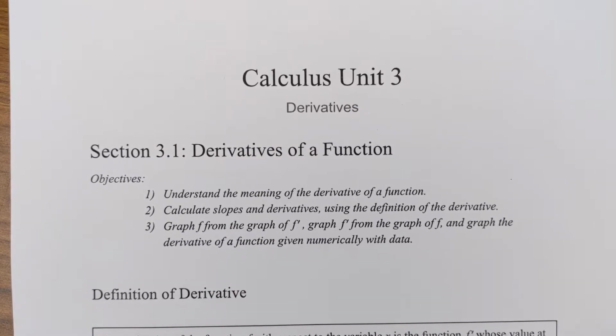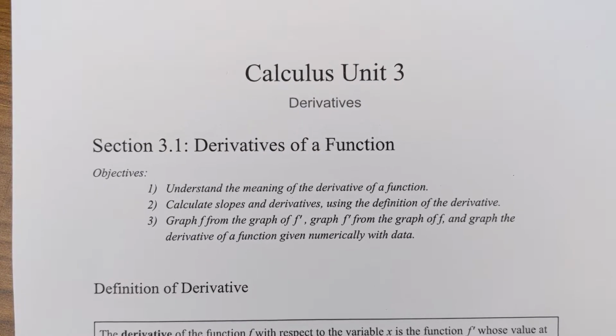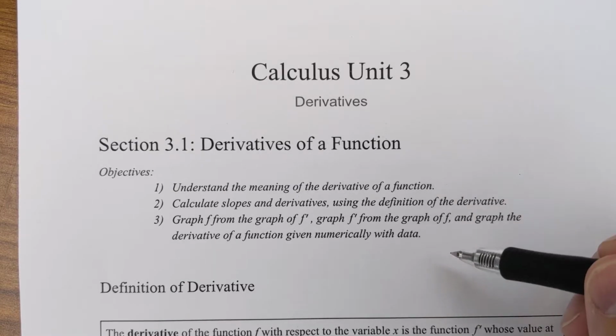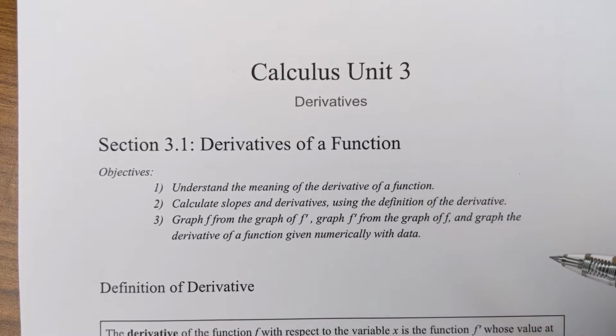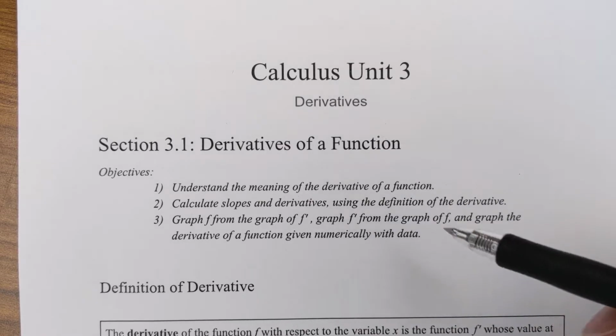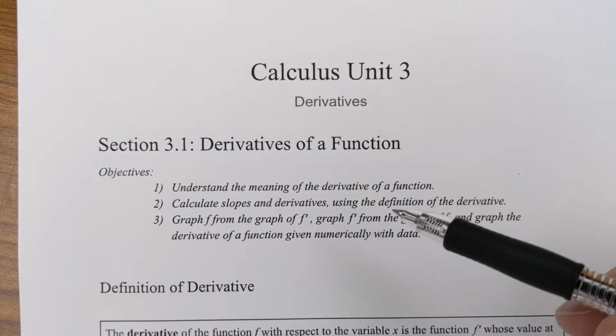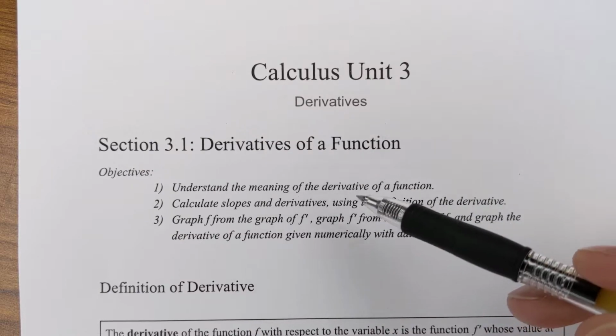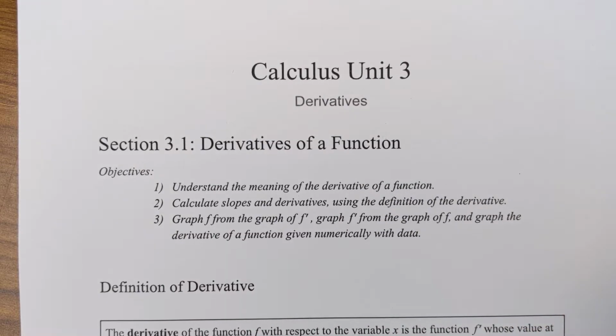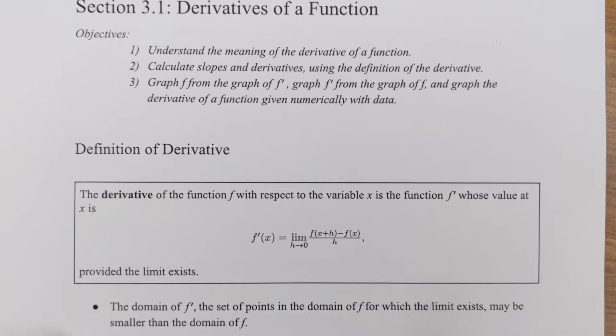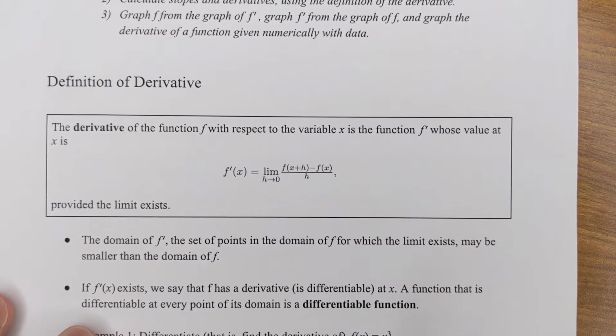Okay, so here we've got the notes for section 3.1, the derivatives of a function. So we've got our objectives as usual: understand the meaning of the derivative, calculate the slopes and the derivatives using the definition, and then graph the function f from the graph of f prime, graph f prime from the graph of f, and so on. Okay, so down here we've got the definition.